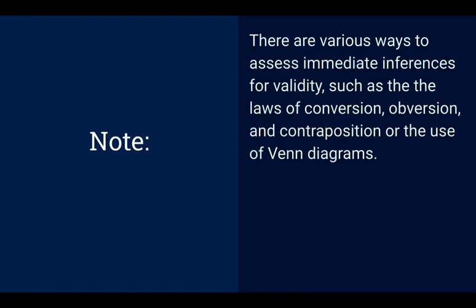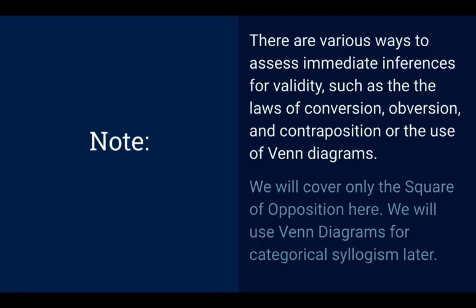I might add here this quick little note that there are various ways to assess immediate inferences for validity, such as the laws of conversion, obversion, and contraposition, or the use of Venn diagrams. We will cover only the square of opposition here. We will use Venn diagrams for categorical syllogisms later.